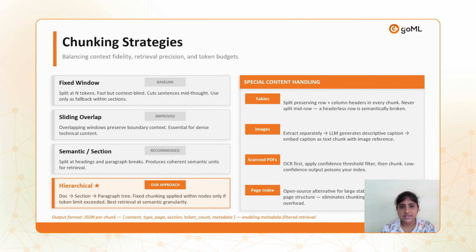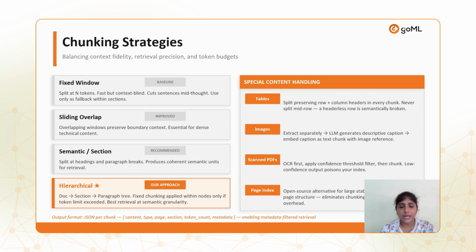Next is chunking strategies. Chunking is one of the highest impact decisions in your RAG architecture. You get it wrong and your retrieval is fundamentally broken, and no amount of re-ranking fixes a bad chunk. There are multiple strategies starting from fixed window chunking. It is fast, simple, but is context blind, not preferred much.